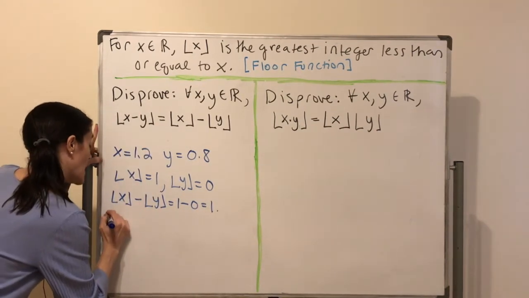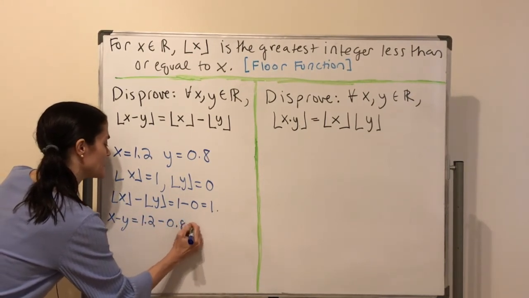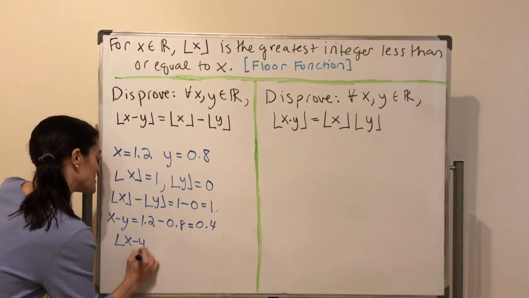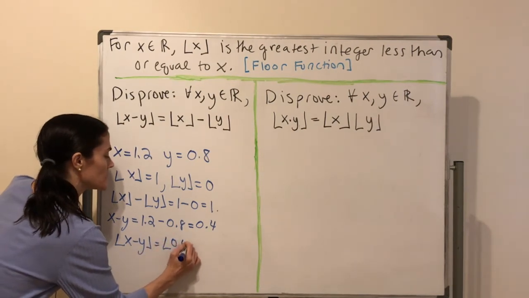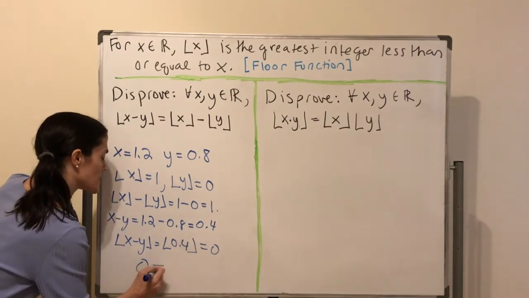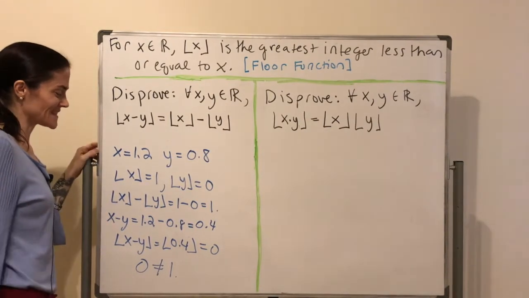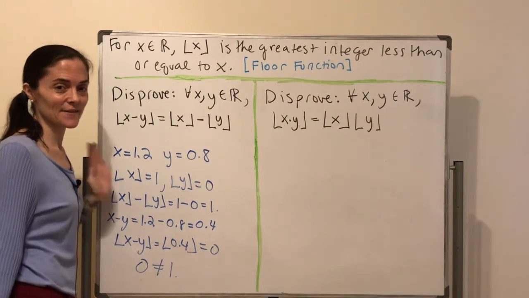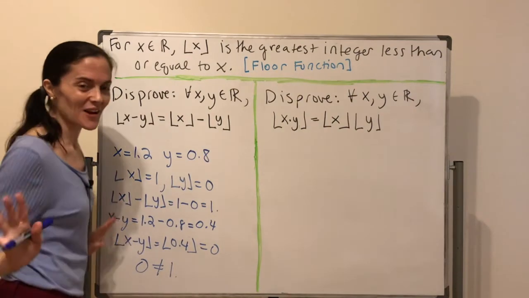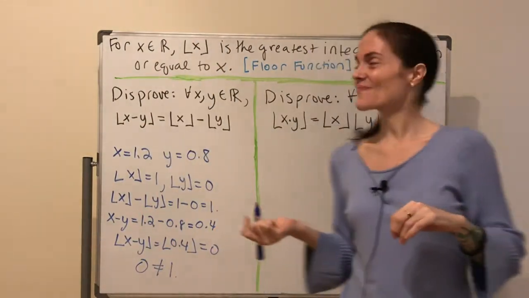Now, on the other hand, x minus y is 1.2 minus 0.8, which is 0.4. And the floor of x minus y is the floor of 0.4, which is 0. And you see 0 is not equal to 1. So we have a counterexample to this statement. And you see, justified. Every counterexample must be justified. I wouldn't just say let x is 1.2, y is 0.8 and walk away. We must justify everything we do in this course, really.